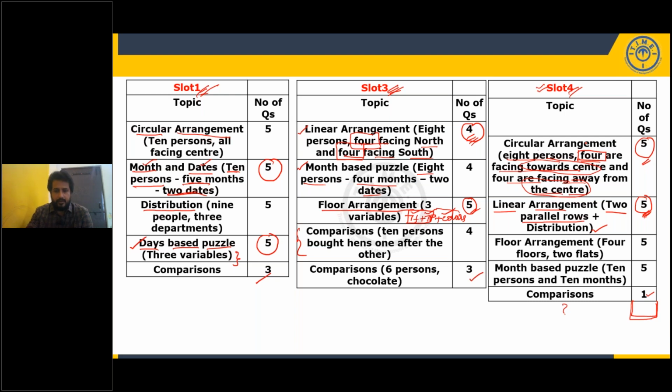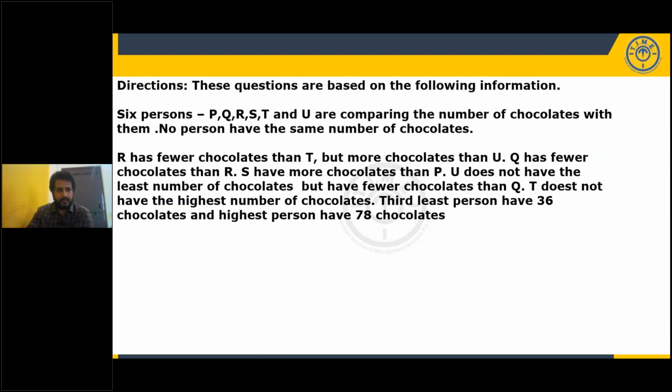Okay, now let's directly jump to the memory based questions. We don't have all the questions, only whatever questions are reproduced by our students, that we are discussing. 6 persons, P, Q, R, S, T and U are comparing the number of chocolates with them. No two persons have the same number of chocolates. So we have given 6 persons comparing the number of chocolates with them, and also mentioned no two persons have the same number of chocolates.